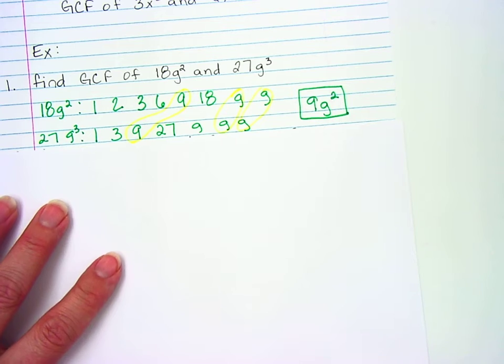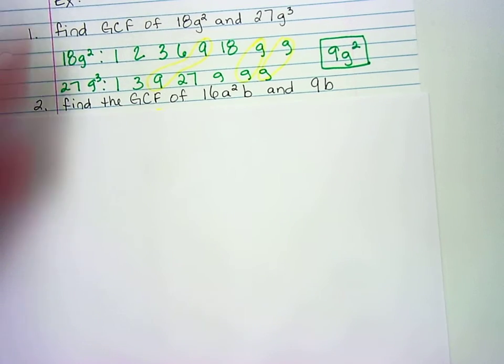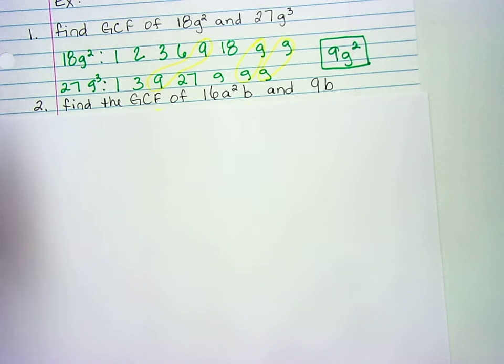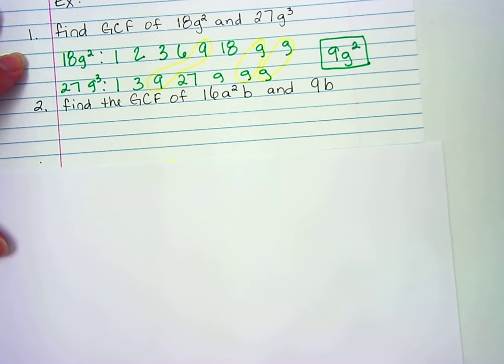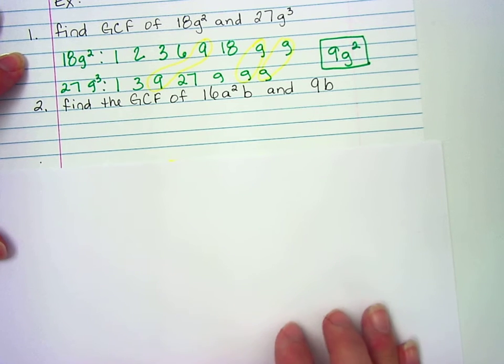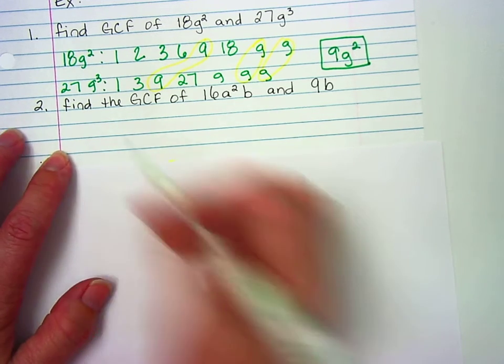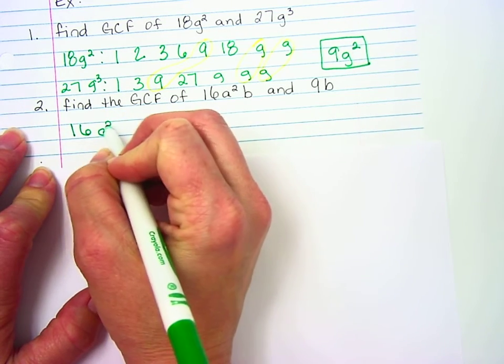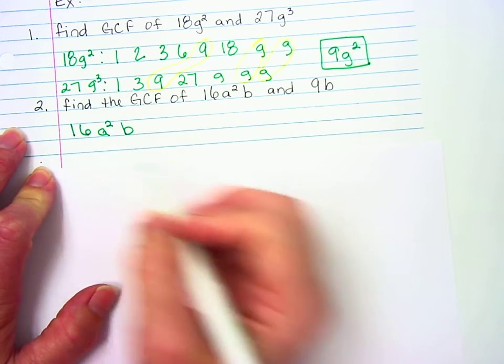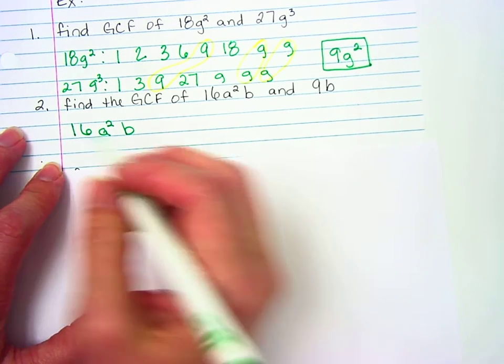Okay? Take a second, write this one down, and pause it as soon as you see it. Okay, so let's look at this. Let's break this down into all of the terms. Hopefully you've already done it, so you're just checking along with me. I have 16a squared b, and then below it I have 9b.